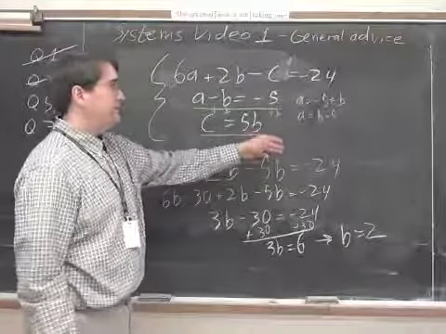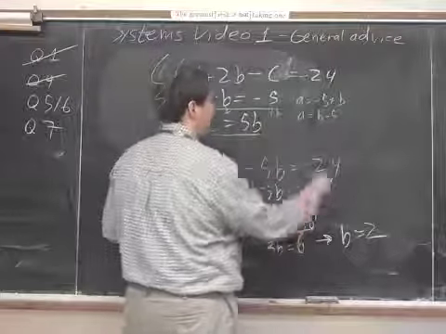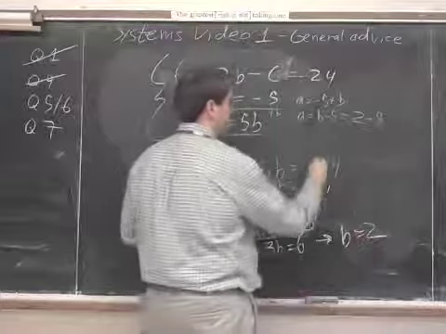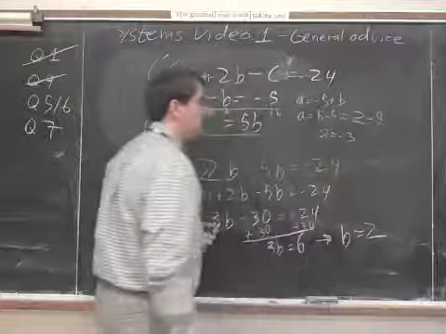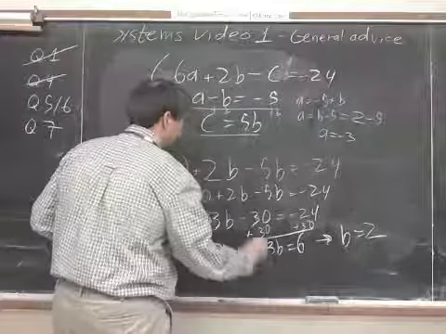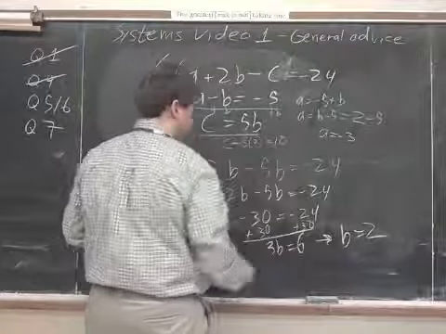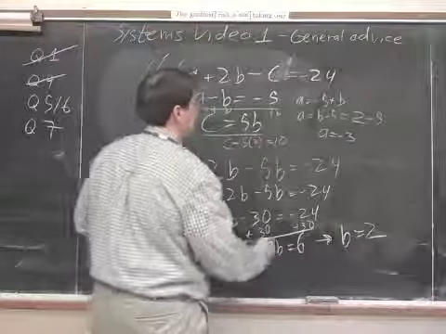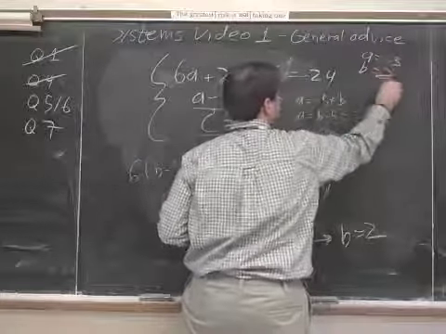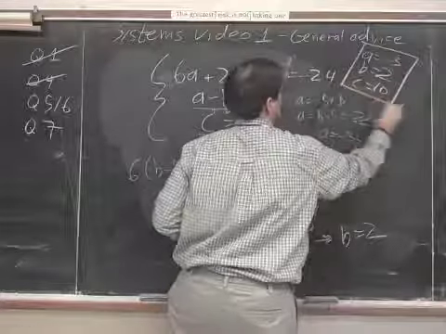And so now that I know A is equal to B minus 5, well, A is now equal to 2 minus 5, because B is equal to 2. So A is equal to negative 3. And C is equal to 5B. Well, B is equal to 2, so C is equal to 5 times 2. So C is equal to 10. So my solution, then, is A equals negative 3, B equals 2, and C equals 10. That would be my solution.